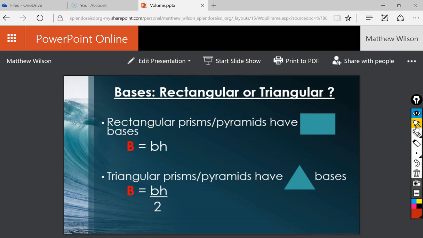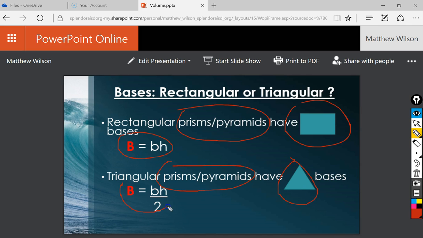And this is just repeating what it said on the other slide. So if it's a rectangular prism or a rectangular pyramid, doesn't matter. If the base is a rectangle, you use base times height. Same thing for triangles or triangular bases. Doesn't matter if it's a prism or a pyramid. If its base looks like a triangle, you're going to use base times height divided by 2 to find the area of the base.